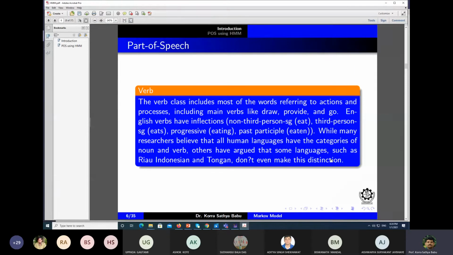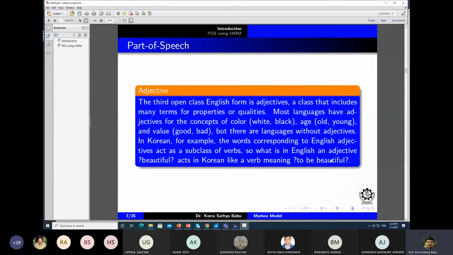Now, we have noun, verb, adjective, and adverb as the major open class categories. If you take the closed classes, they differ more from language to language than the open classes. Some of the important closed classes in English are prepositions, like on, under, over, near, by, at, from, to, with, and so on.